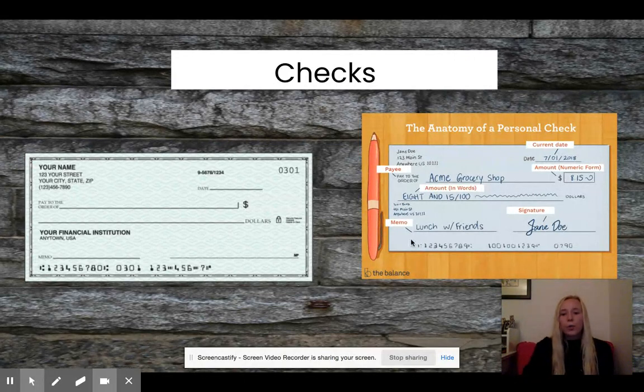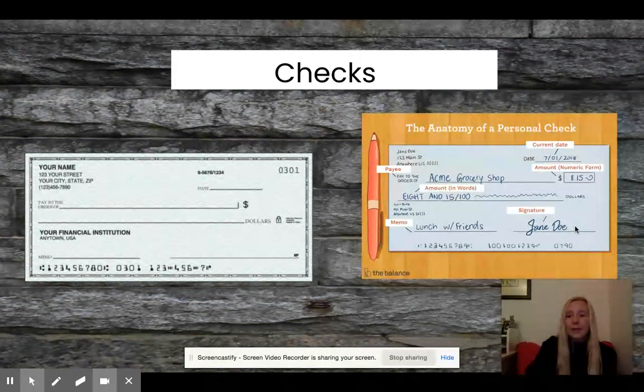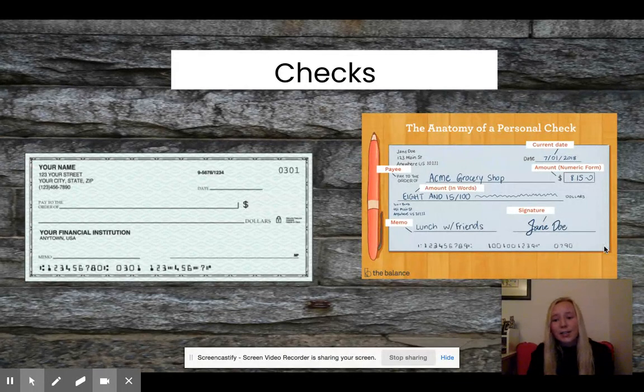Your memo is just what it's for. So in my case, for Hope, I'd write tuition. If it was for Meijer, I would write groceries. If for my grandma at Starbucks, maybe she'd write her cappuccino. If you're paying the middle school for your pay to play sports, you would write pay to play. And then right here, you sign your signature in cursive.